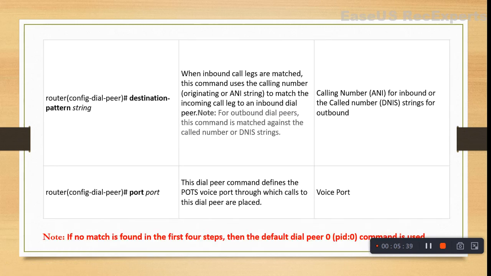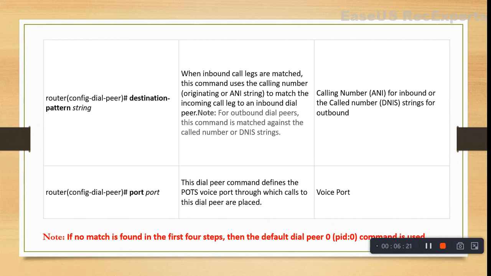Third one is very famous destination pattern, and it can be any dial string. Destination pattern command can be used for both incoming and outgoing. Most of the time it is only used for outgoing dial pairs, but it can also be used as an incoming dial pair, or can be selected by the gateway when you don't have a matching pattern in incoming called number command or answer address command. So when inbound call legs are matched, this command uses the calling number or the ANI to match the incoming call leg to an inbound dial pair.